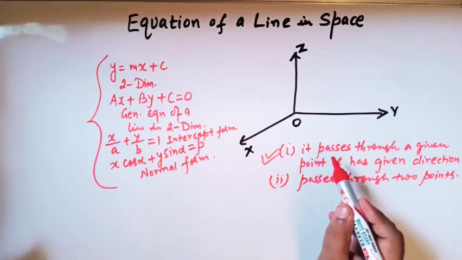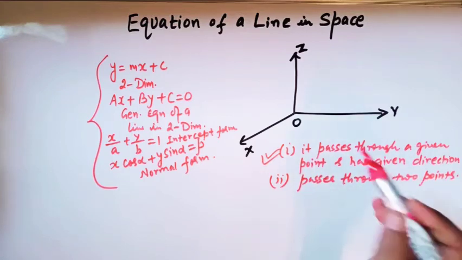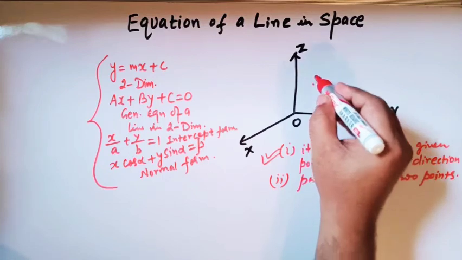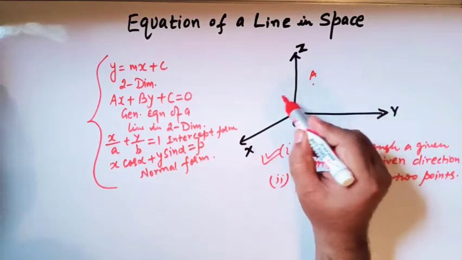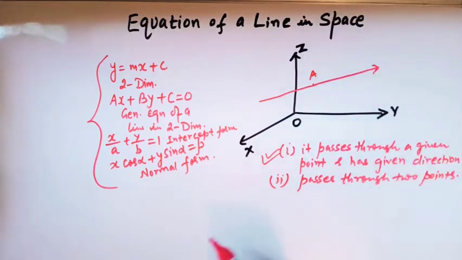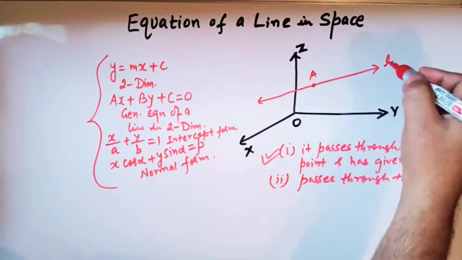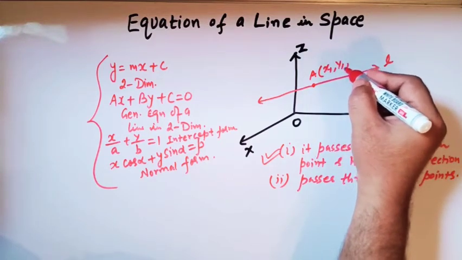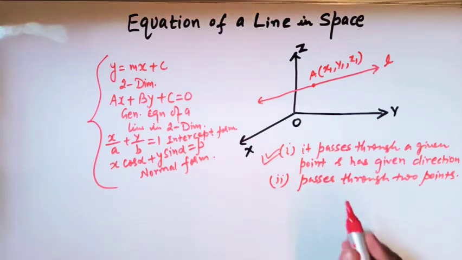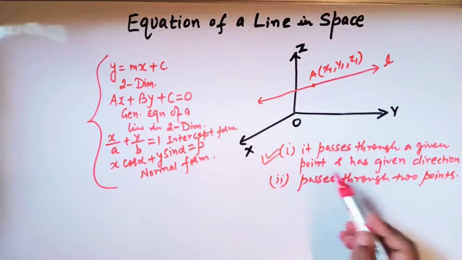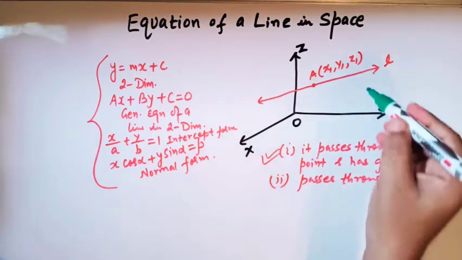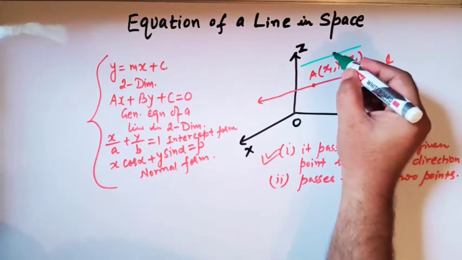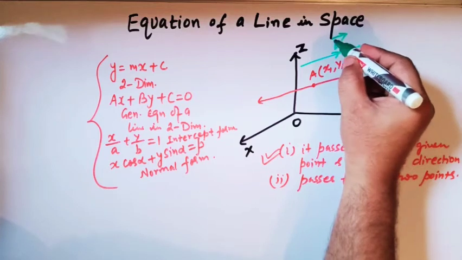The line is uniquely determined if it passes through a given point. Say a point is given here. Say this is a point A through which a line passes. Suppose the line is like this. This is the line, right? Say this line is L. Now this line L passes through the point x1, y1 and z1, right? Okay, so it passes through a given point and has a given direction. So by direction we mean that this line L is parallel to some vector B, right? This is parallel to some vector B.